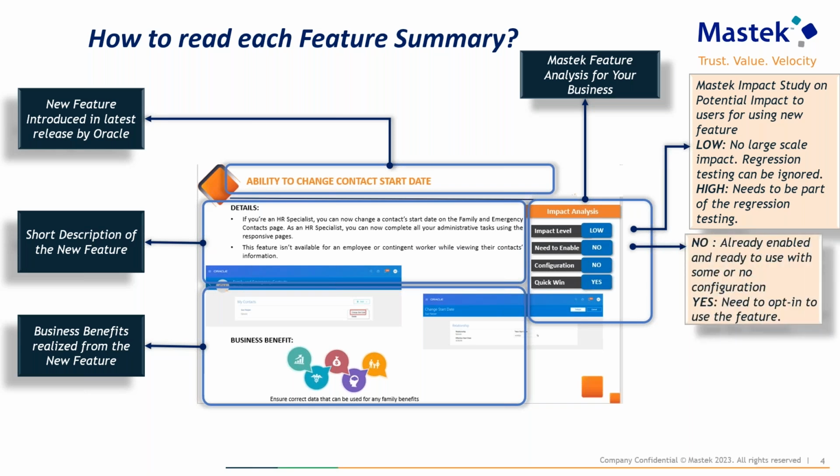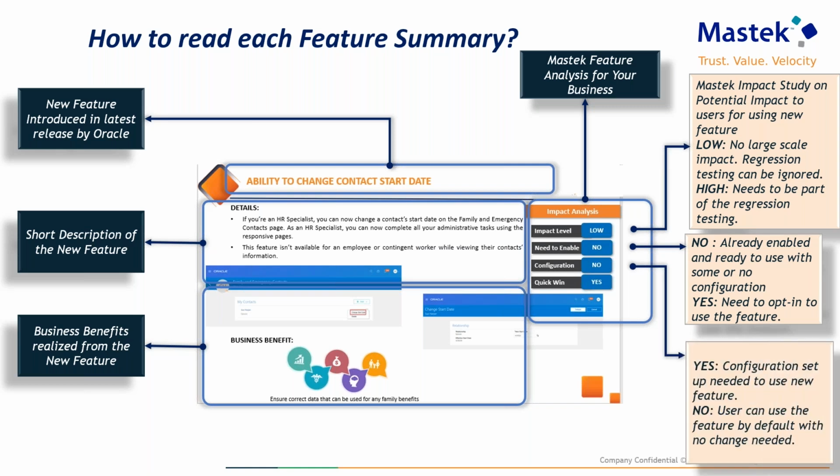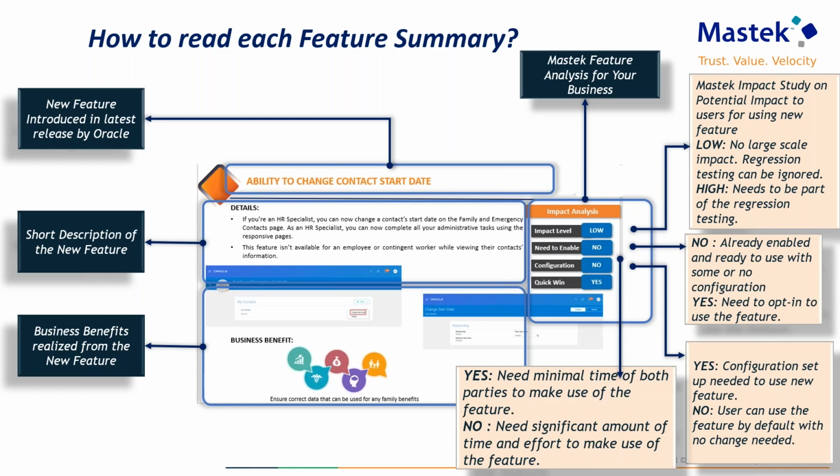Second, we are all aware that there are some features which are by default auto-enabled by Oracle, and there are some which we need to opt for. Third one highlights the nature of the feature. There would be certain configurations which may be required, or some can be used without any changes. And the last one is obviously a quick win. This term we use to simply convey what is ready to use by investing a minimum amount of time, and what requires a significant amount of time and effort to make use of the feature.